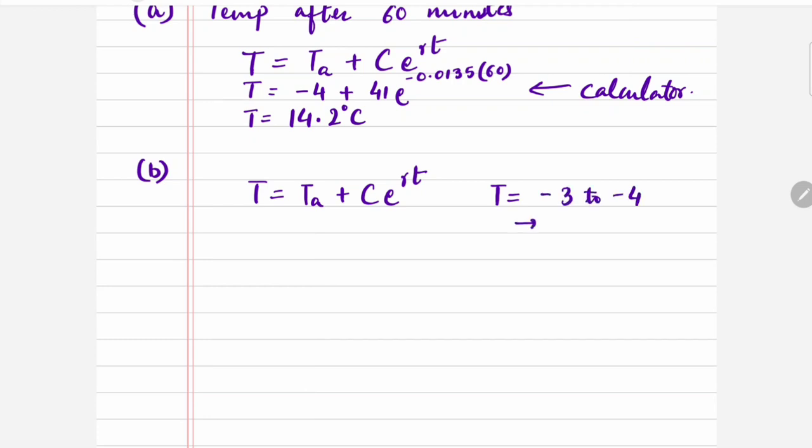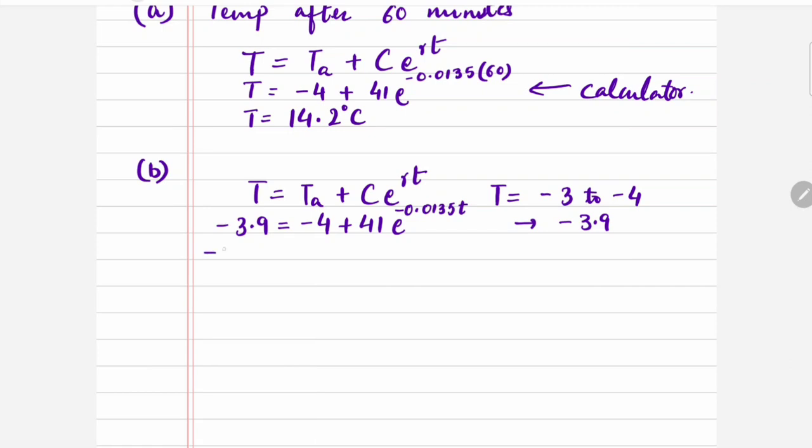So we can take any value. I'll take something closer to -4. So let's take -3.9. Right? Just closer to that. So that will now be -3.9 is equal to -4 plus 41 e to the power of -0.0135 times t. You can take any value, it doesn't matter, because they have given you a range. You can have a range of answers. Time is what we are finding.